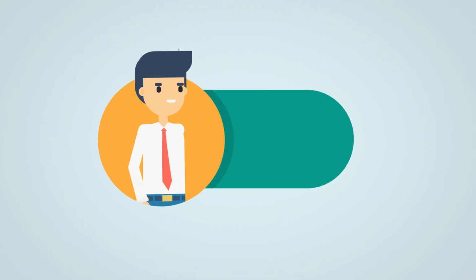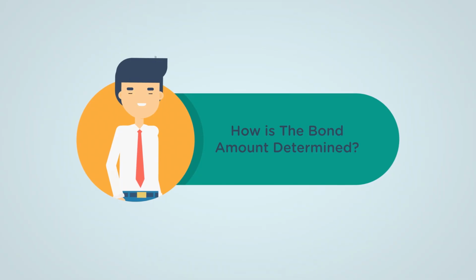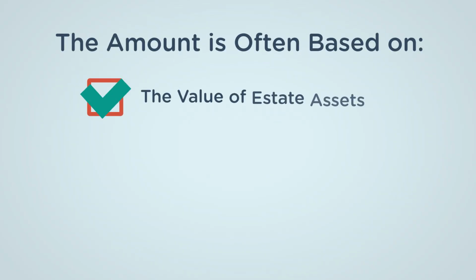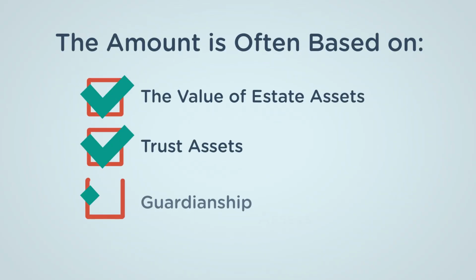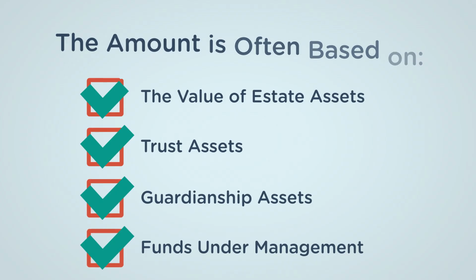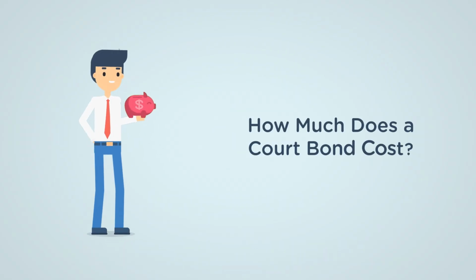How is the bond amount determined? The court typically determines the bond amount. In probate and fiduciary matters, the amount is often based on the value of estate assets, trust assets, guardianship assets, and funds under management. For appeal bonds, the amount may be based on the judgment being appealed and other court requirements.